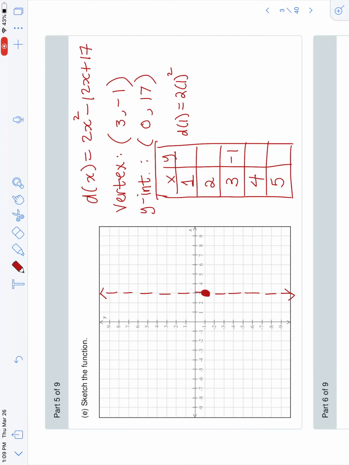So plug in 1 into the function. What is d of 1? That's going to be 2 times 1 squared minus 12 times 1 plus 17. That's going to be 2 minus 12 plus 17. And 2 minus 12 plus 17 is 7. So we have a point at 1, 7. Let me do one more. D of 2. 2 times 2 squared minus 12 times 2 plus 17.